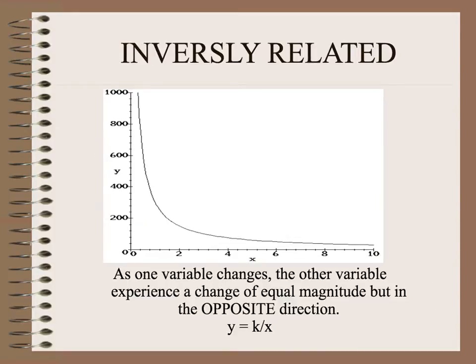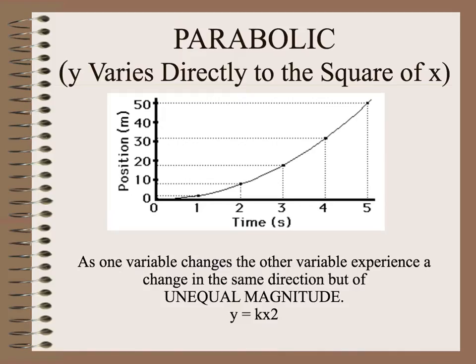If you're inversely related, that means as the independent variable increases, the dependent variable decreases. So as one goes up, the other one goes down. We often refer to that as y equals k divided by x for the equation of that line.